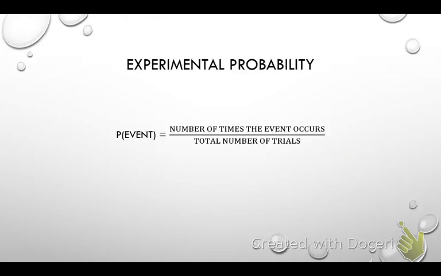So what is experimental probability? Well, experimental probability is the actual carrying out of some type of a trial. Instead of saying, this is what should happen, it's actually, this is what happened. I rolled a number cube 50 times, and here are my results. I spun a spinner 20 times, and here are my results. So experimental probability is actually carrying out some type of experiment.